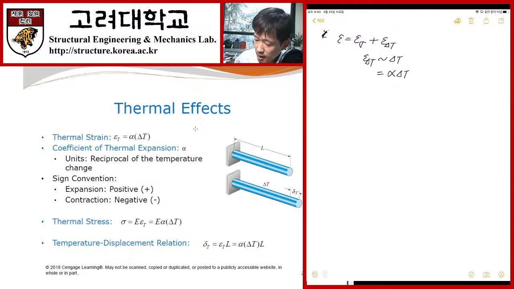Here alpha is called the thermal expansion coefficient, or thermal dilatation coefficient. In Korean, it is called 열팽창계수.